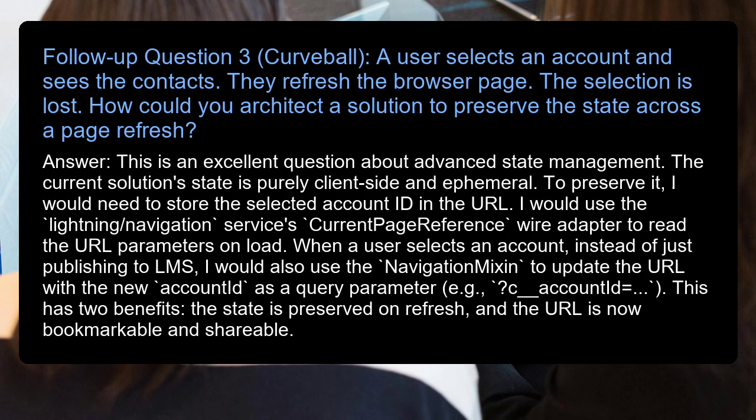I would use the Lightning Navigation Service's current page reference wire adapter to read the URL parameters on load. When a user selects an account, instead of just publishing to LMS, I would also use the navigation mixin to update the URL with the new account ID as a query parameter, for example, c__accountId equals. This has two benefits: the state is preserved on refresh, and the URL is now bookmarkable and shareable.